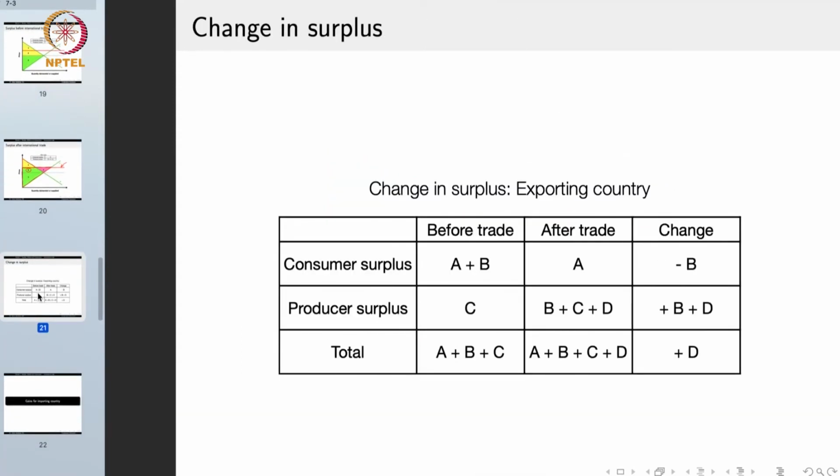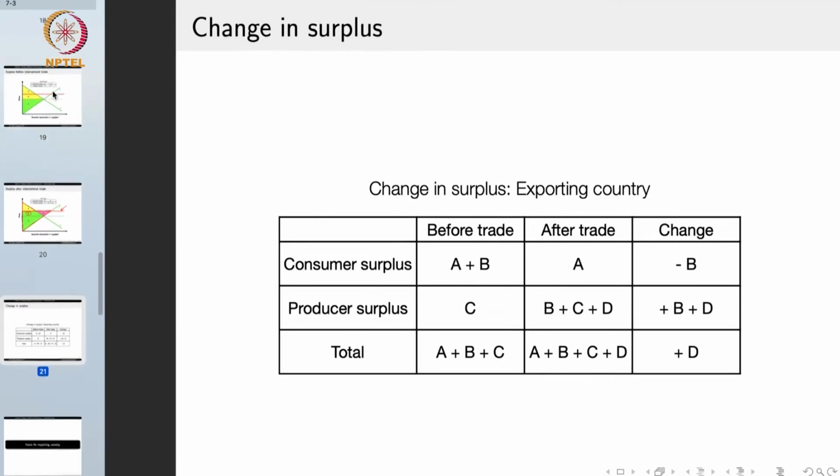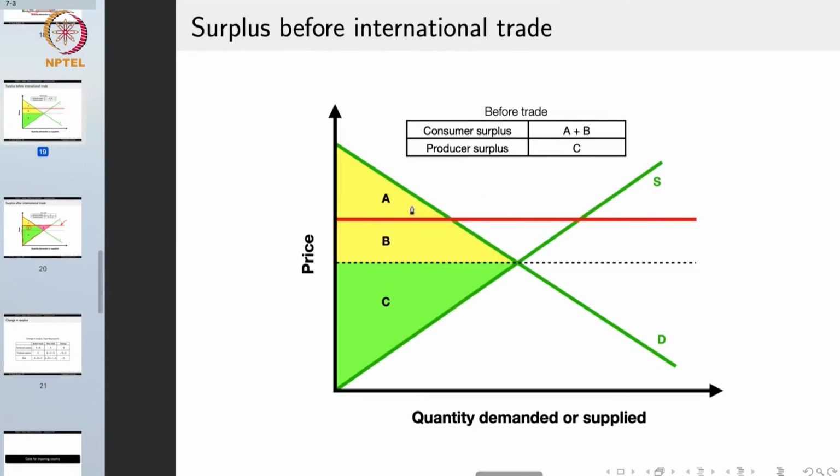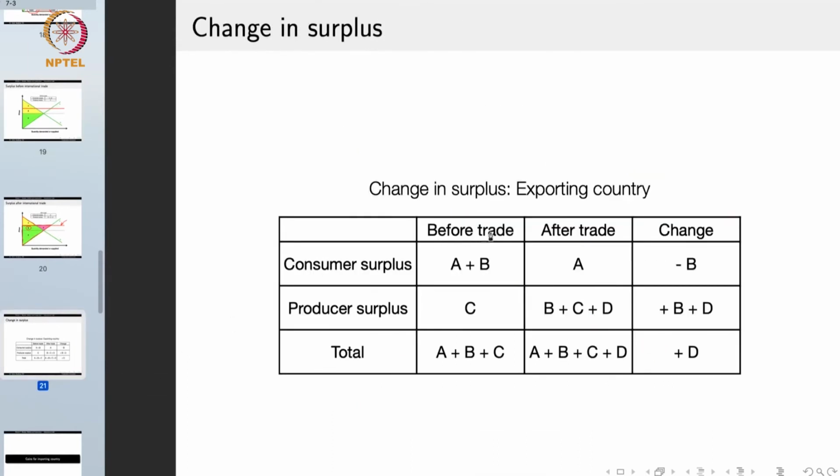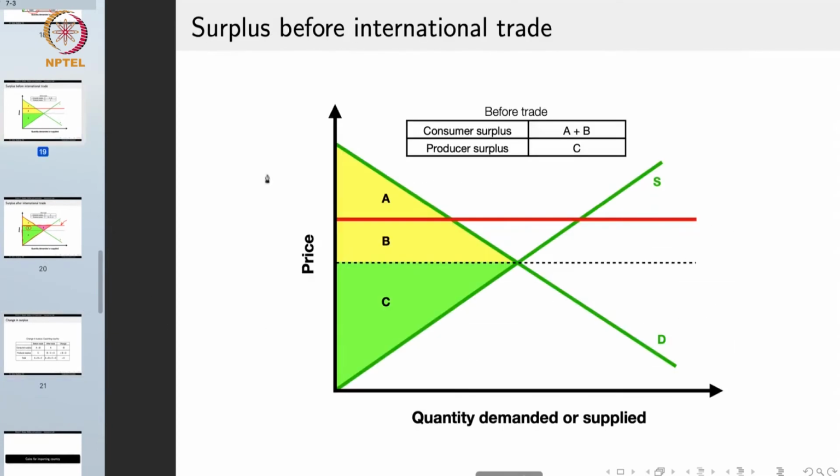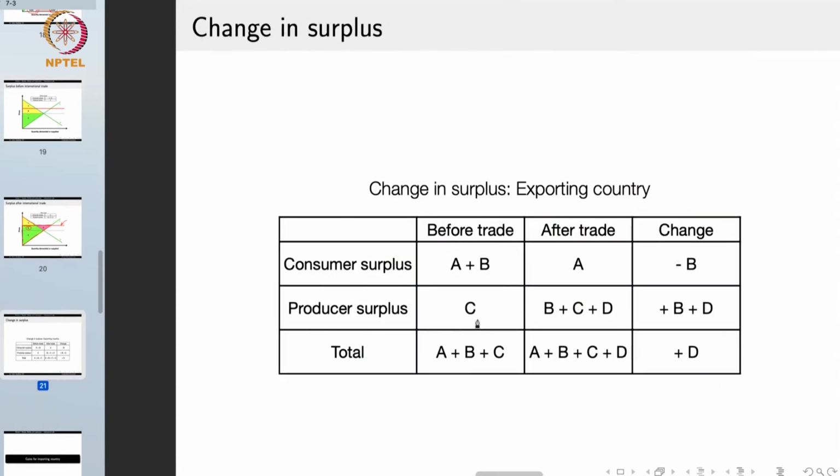Now, if we look at the total surplus, so before trade, we were having a consumer surplus that was A plus B, which is what we are writing here. So before trade, consumer surplus was A plus B. Before trade, the producer surplus was C, which is what we are writing here. So the total surplus before trade was A plus B plus C.